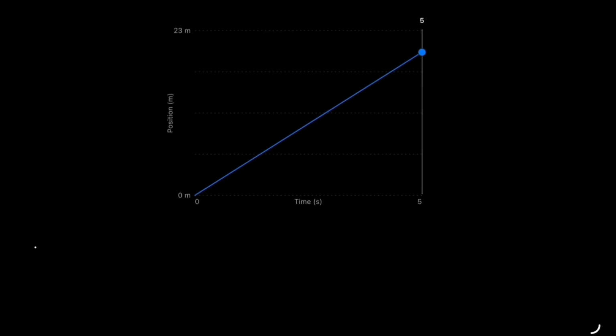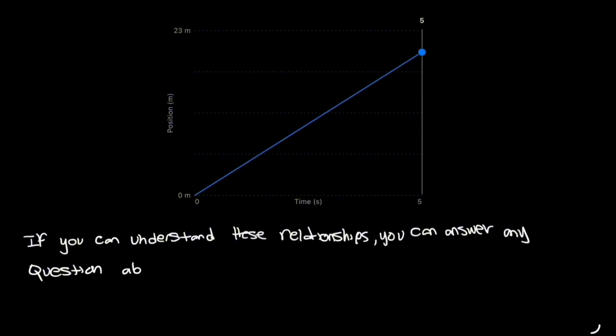I gave you this position time graph here, could you tell me the velocity and acceleration of the object? By the end of this video, you should be able to describe the exact motion of the object. To start, if you can understand these following relationships, you can answer any question about a position time graph.